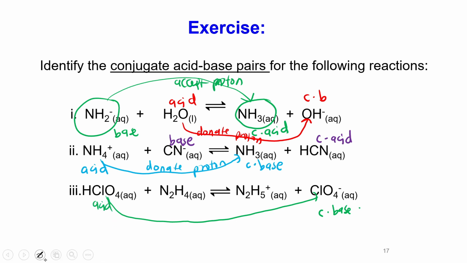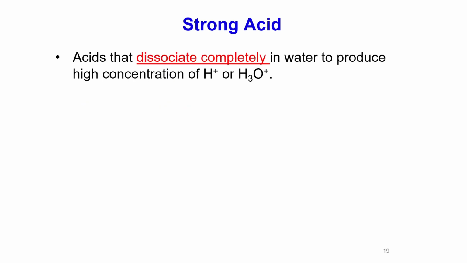So for N2H5+ compared with N2H4. Okay, this one has 1 extra H. So the one with the extra hydrogen is the acid. So this side will be the conjugate acid. So N2H4 is the base. So we have types of acid and base: strong acid, strong base, weak acid, and weak base.